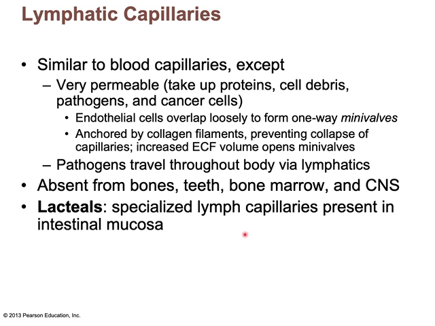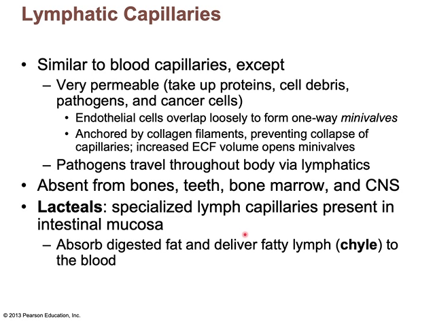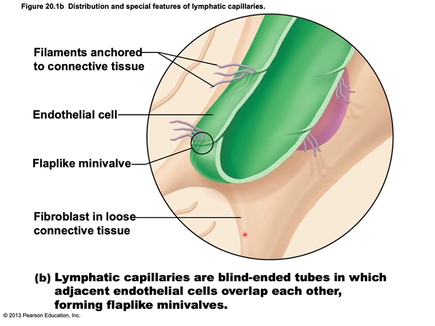The lacteals are lymph capillaries that are in the intestinal mucosa embedded in structures known as villi, and their job is to absorb dietary fat and deliver that chyle to the blood via drainage into the cisterna chyli and then into the thoracic duct, and then from there into the left subclavian vein. Okay? So you can see here how it works.